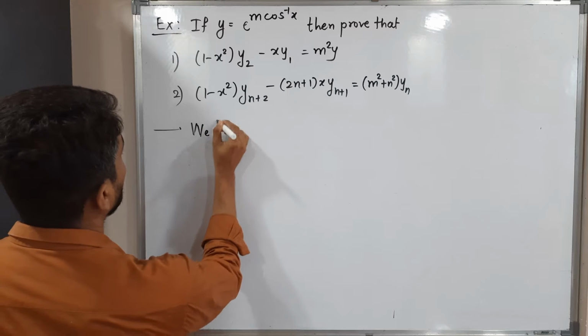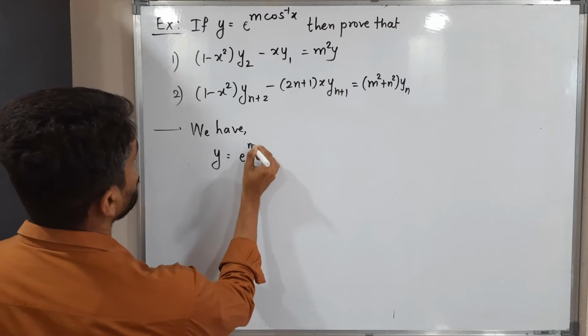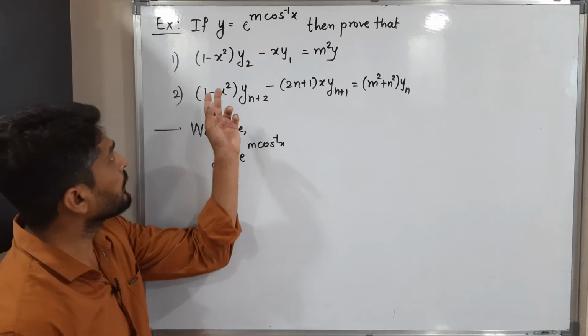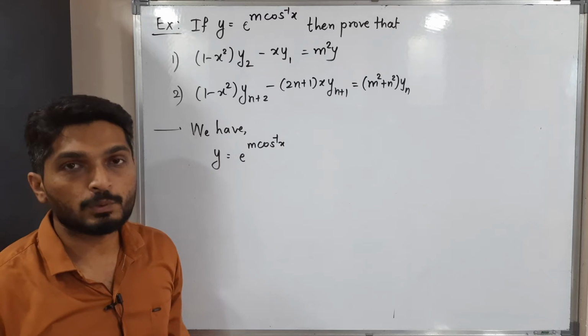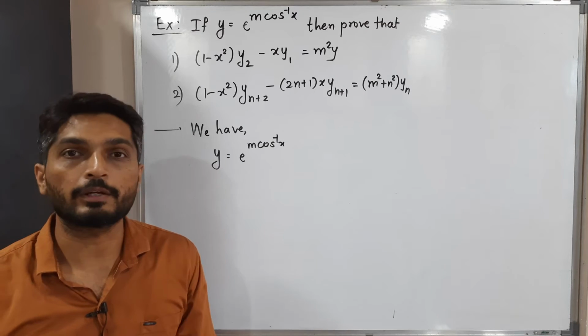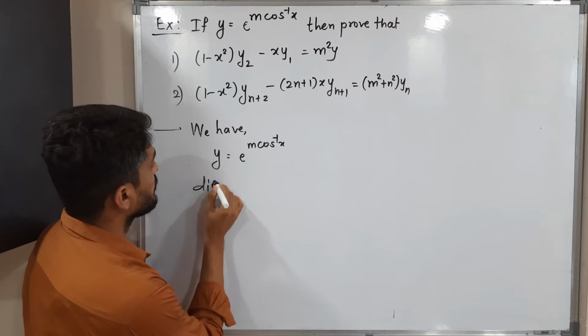We have y is equal to e raised to m cos inverse x. As you can see here, we want y2, that means we want the second derivative of y. So let us take derivatives. We will take two derivatives one by one. So let us differentiate with respect to x.